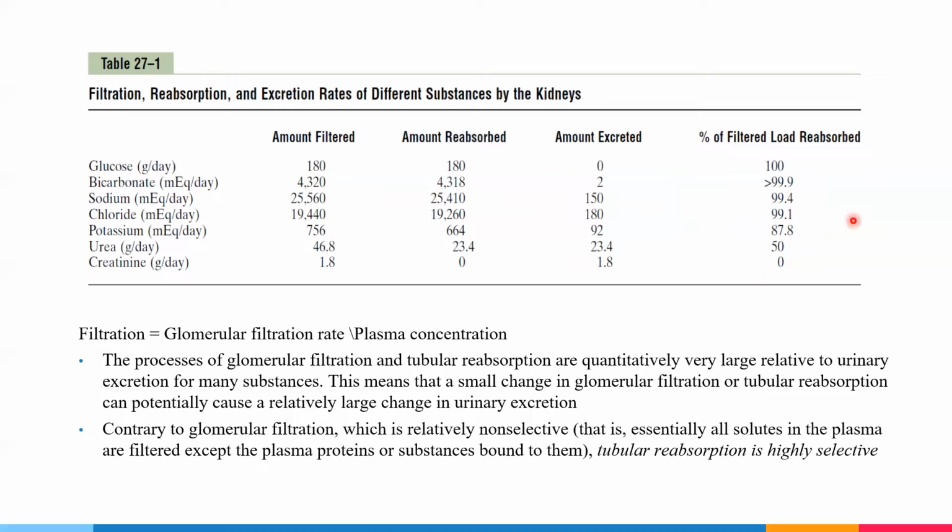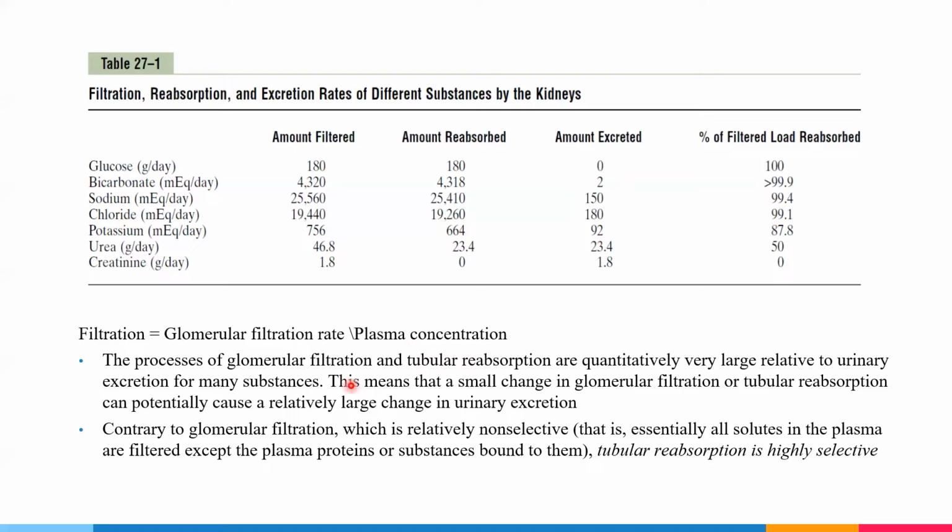End products such as urea are sparsely reabsorbed, at a rate of 50%, whereas end products that can no longer be used by the body, such as creatinine, are completely excreted by the kidneys and no amount is reabsorbed by the renal tubules, and hence we have 100% excretion or 0% reabsorption of creatinine by the kidneys. Filtration can further be defined as the glomerular filtration rate multiplied by the plasma concentration of a particular solute.